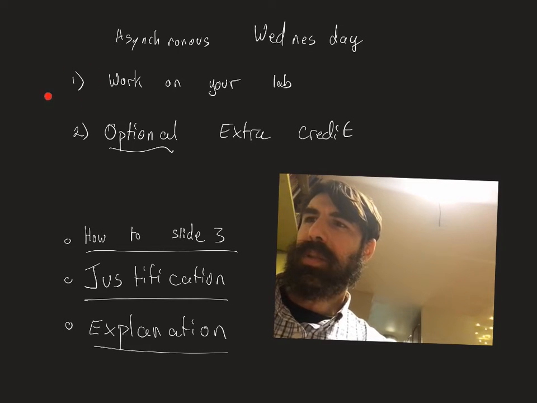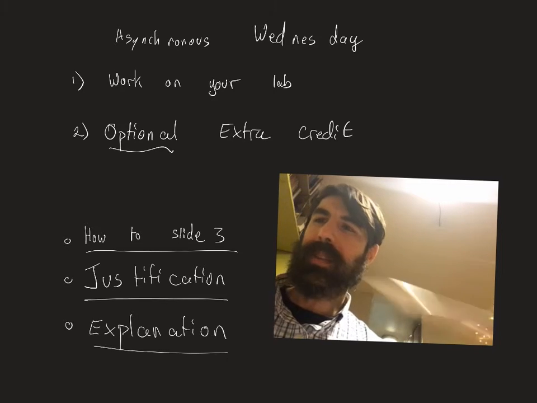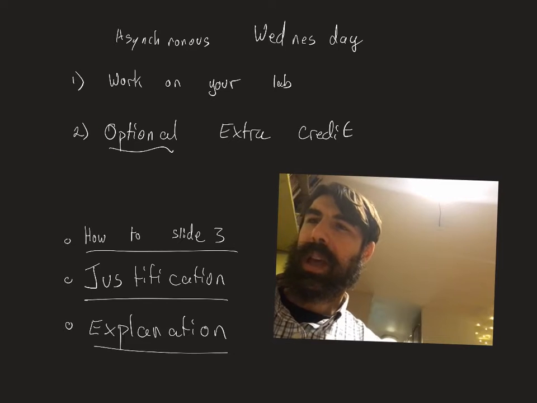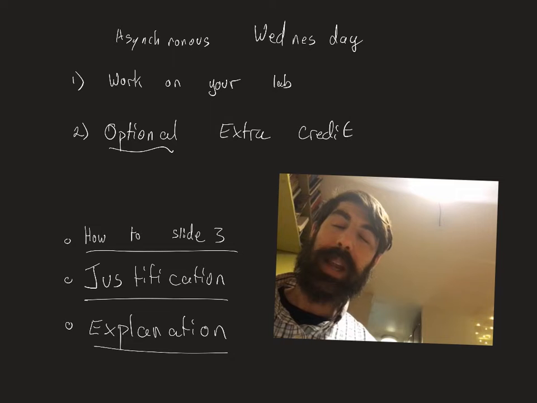Job number 1, work on your lab report. We're going to put the finishing touches on it on Thursday, but you want to take today to really get it done. Number 2, optional extra credit. This is due by Friday, which is the end of the quarter, and it's completely optional, which means you do not have to do it, but it can only help you.